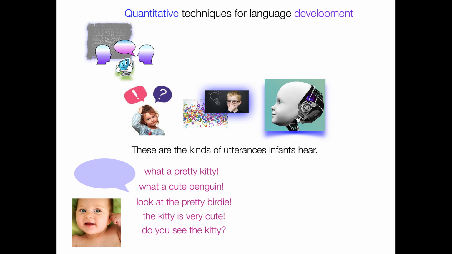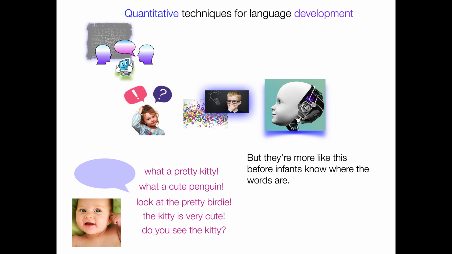And so in general, when we look at the kind of utterances that children hear when they're infants, when they're first starting to do this process of speech segmentation, these are the kinds of things they hear. What a pretty kitty, what a cute penguin, look at the pretty birdie, the kitty is very cute, do you see the kitty? Not very long, lots of repetitions, certain types of child register words that you might not say to another adult, right? But these are the kinds of utterances that infants hear.